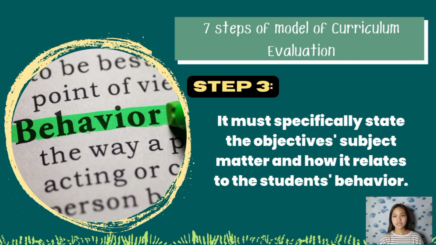Next, we have step 3, the definition of objectives in behavioral terms. So it specifically states the objective's subject matter and how it relates to the student's behavior. So in this step of curriculum evaluation, we need to clearly identify the content of objectives that can be applied to the student's behavior.